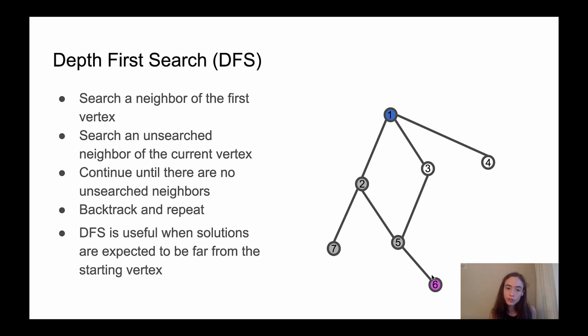So depth first search is useful when solutions are expected to be very far from the starting vertex. So for example, if you have a graph of a game where your starting vertex is your given game state, and you want to search along all the possible moves for a winning condition to find a winning next move, you might prefer depth first search because you're only going to find wins in the very bottom of the graph.